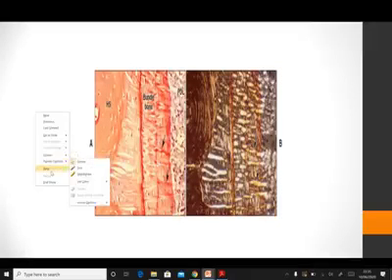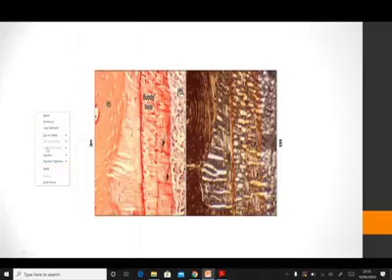So this figure basically shows the, let me get a highlighter. Oh, sorry.